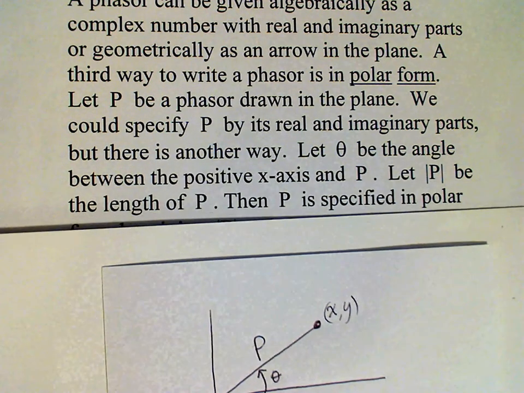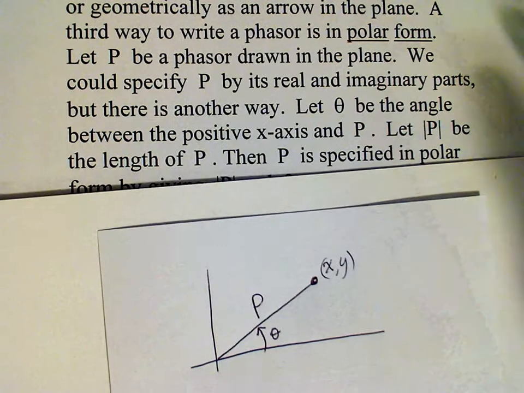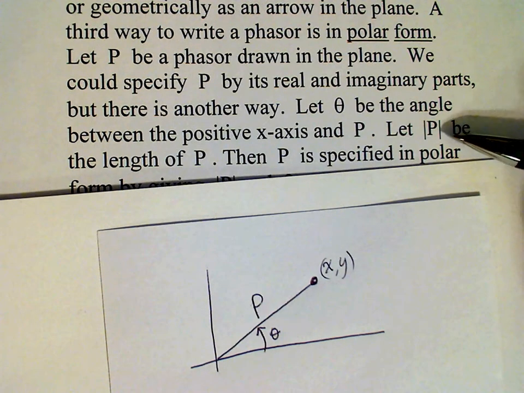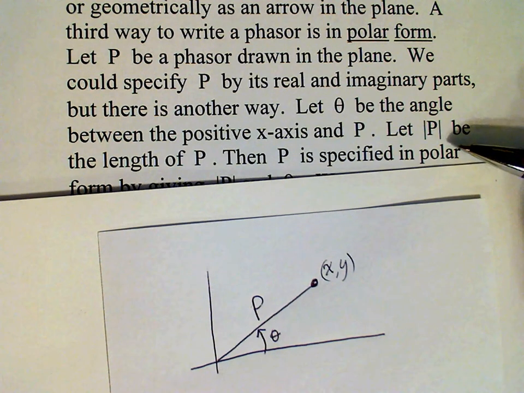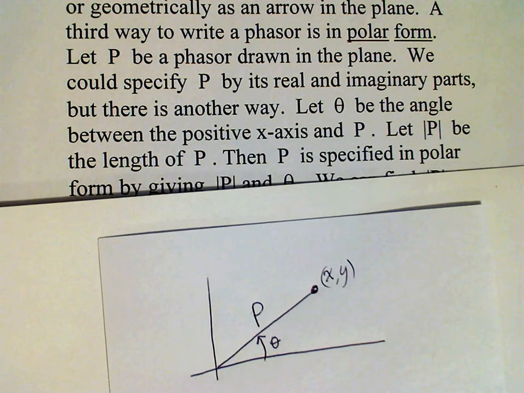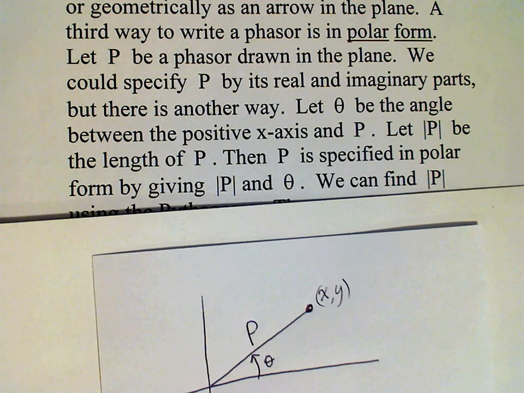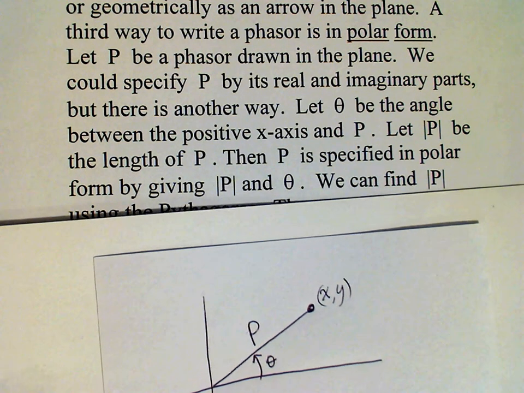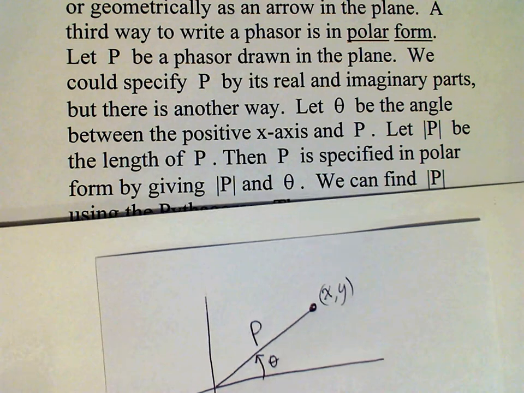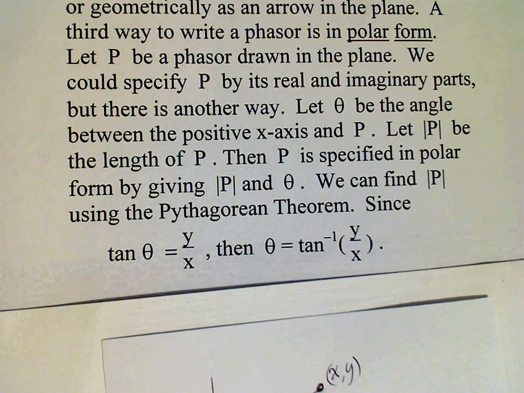Okay, so we're going to let this symbol here, which you read as the magnitude of P, be the length of the phasor. And then we can specify P in polar form using its length and its angle. That will give a unique representation of the phasor.